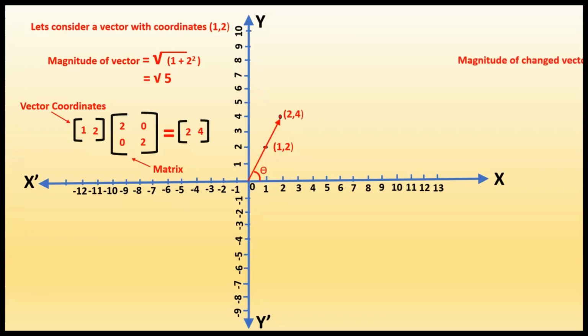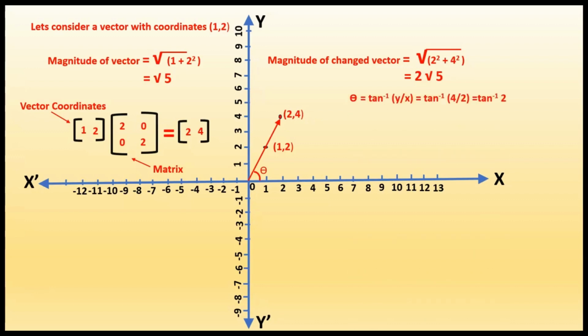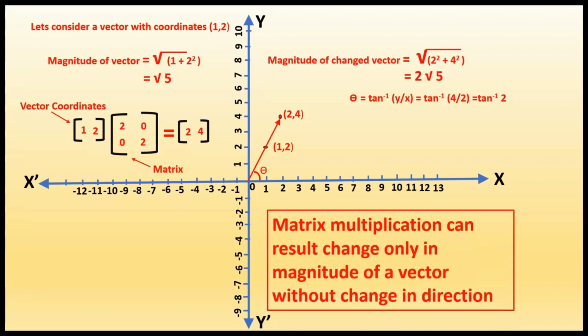By how many times? The magnitude of the changed vector is the square root of 2 square plus 4 square, that is 2 root 5. And theta of this new coordinate is tan inverse y by x, that is tan inverse 4 by 2, that is tan inverse 2, which is the same as that of the coordinate 1, 2. That means matrix multiplication can result in a change only in the magnitude of the vector without a change in direction, which happened in this case.